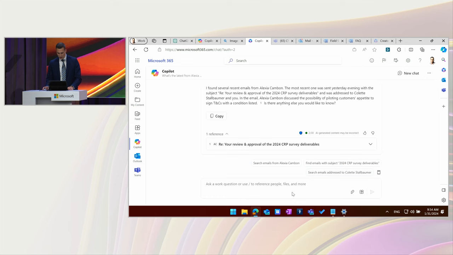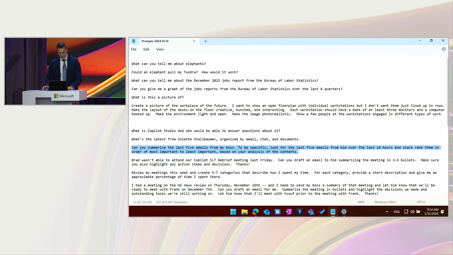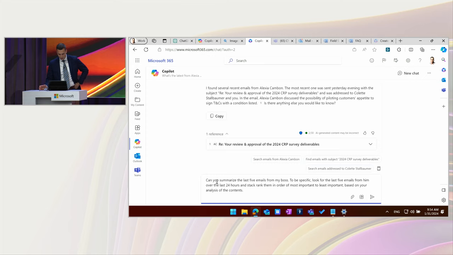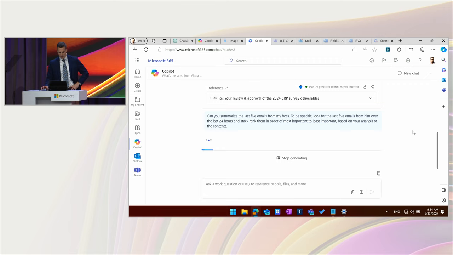Okay, so here's one of my favorites to do. I do this at my own peril. Can you summarize the last 5 emails from my boss? To be specific, the last 5 emails from him over the last 24 hours, I'll stack rank in order most important to least important based on your analysis of the contents. This is always a really good view of how my boss is doing and sending me important things. Should access my email here. We'll see how it does.